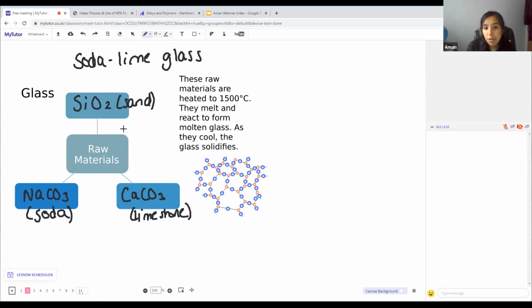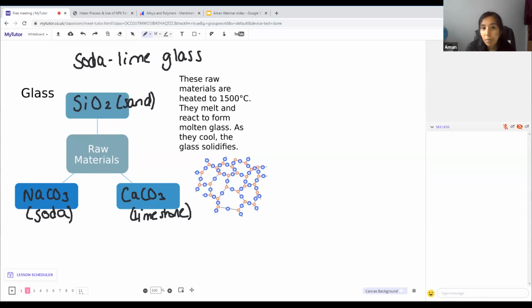And this picture over here is the structure of glass. What I want you to notice from that is it's quite irregular. Hopefully you can see it's not a very regular structure at all, and that gives it some of its properties. So does anyone know some of the properties of glass? If you think about any windows where you're sitting right now, most windows are made of glass. What are some of the properties of that glass?